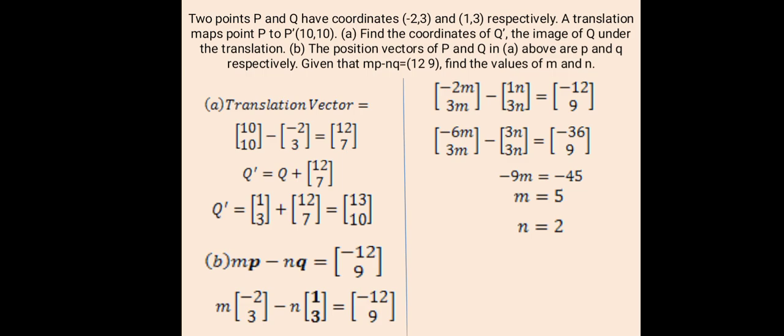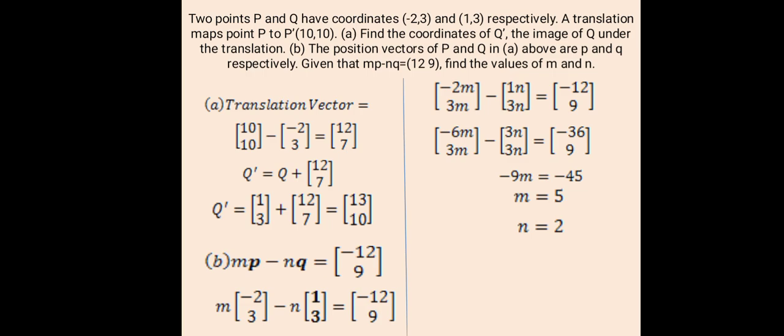Points P and Q have coordinates of (negative 2, 3) and (1, 3) respectively. A translation maps point P to P prime (10, 10). Find the coordinates of Q prime, the image of Q, under the same translation.